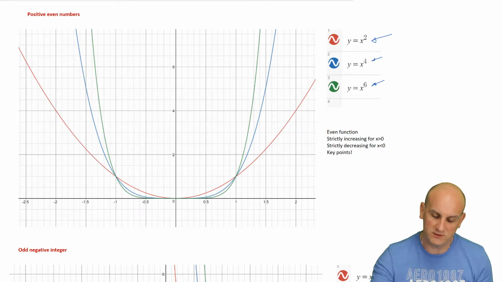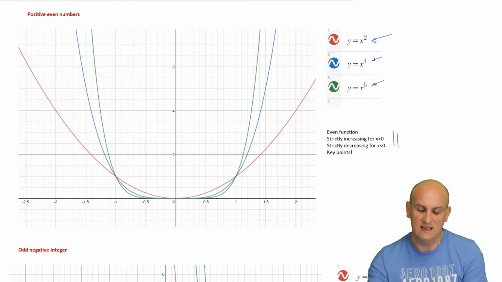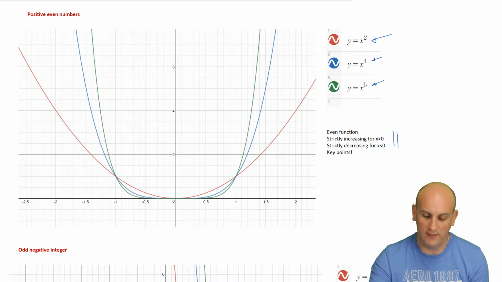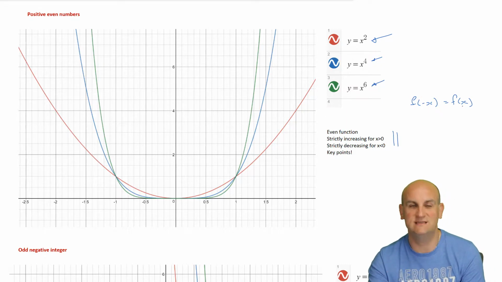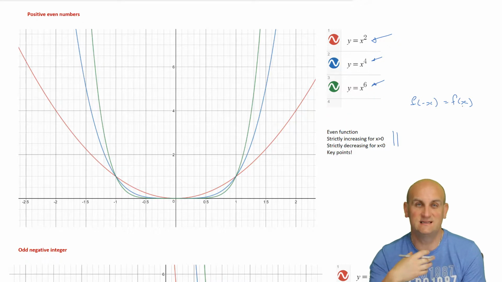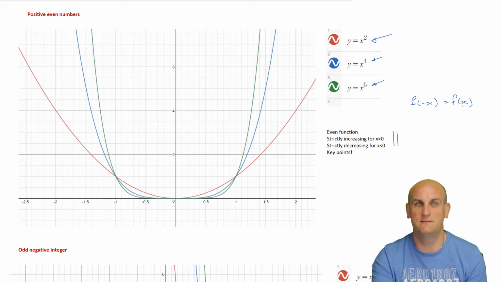So what are the important features from here? Well, as I can say here, it's an even function. Now what that means is that if I put in f of minus x, it should come out as f of x. So if I replace x with minus x, it should come back to my original function. Alternatively, it's a reflection. It's a graph that is symmetrical around the y-axis. Okay, so again, that's another sort of trick there.